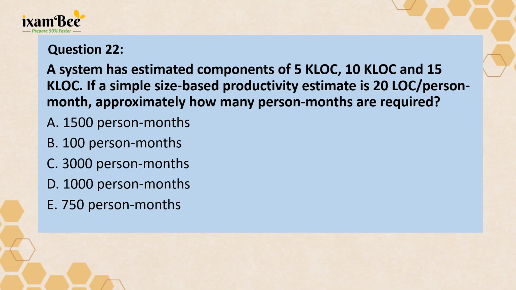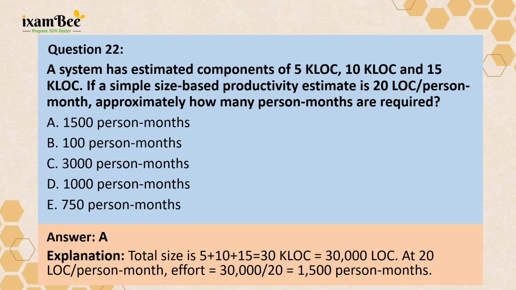Now have a look at this question. A system has estimated components of 5 KLOC, 10 KLOC, and 15 KLOC. If a simple size-based productivity estimate is 20 LOC per person month, approximately how many person months are required? The correct answer here is option A, which is 1500 person months.